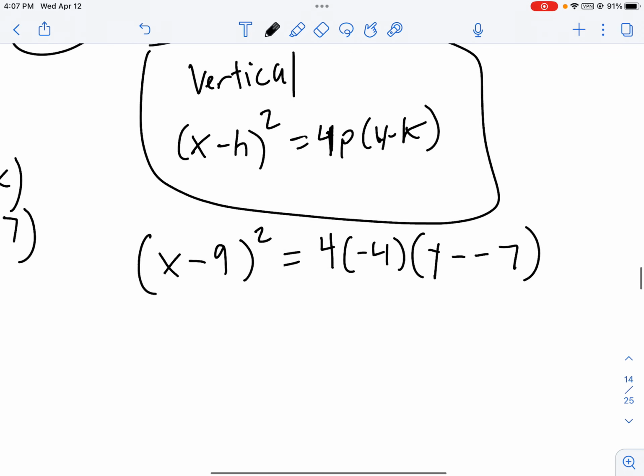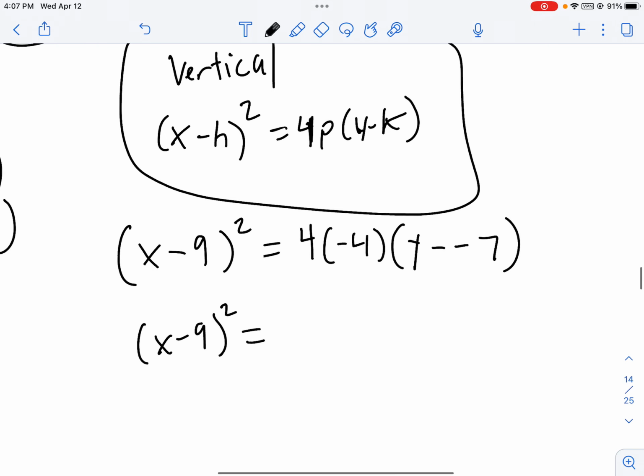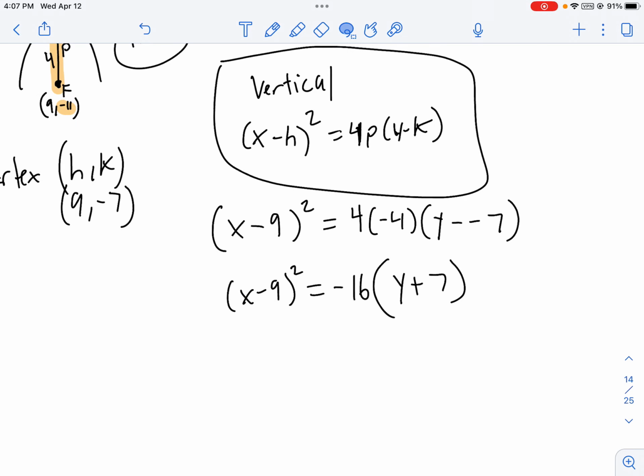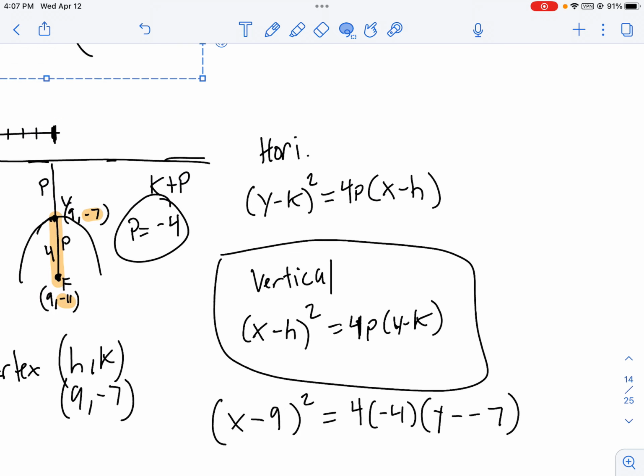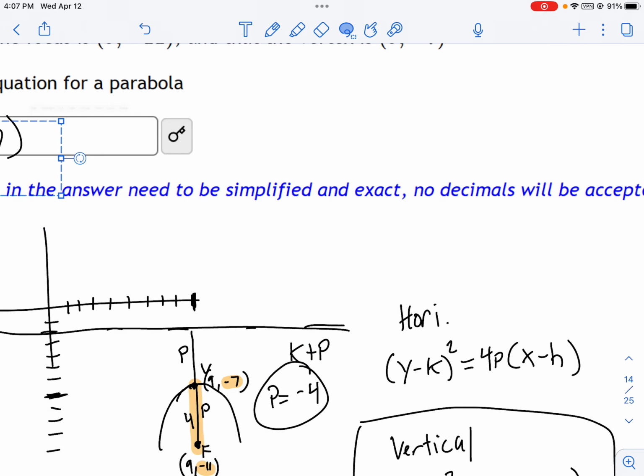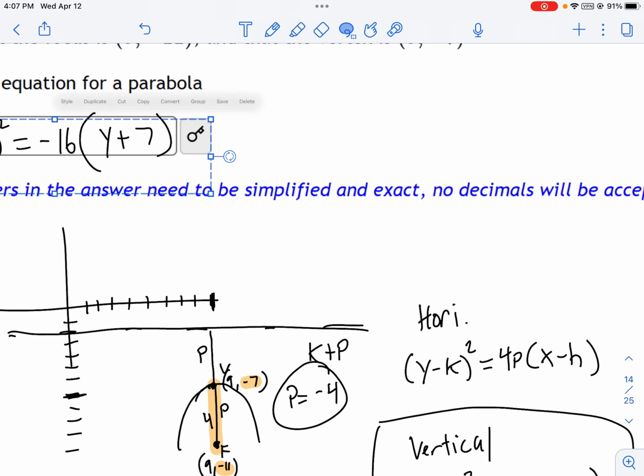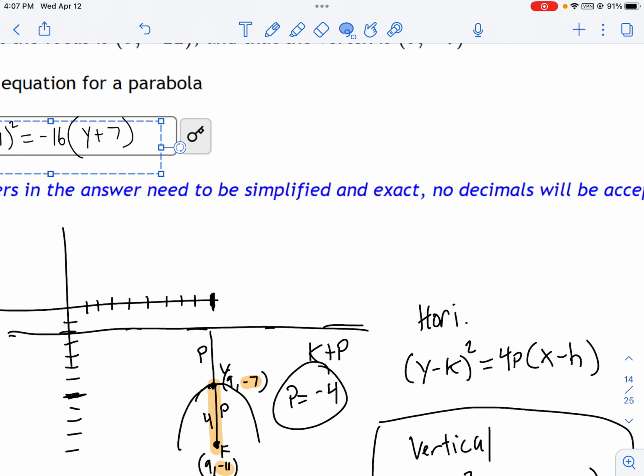And then all we got to do is simplify this up, right? Tighten it up a little bit. (x - 9)^2 can't be simplified any further. 4 times negative 4, that's negative 16. And then we have y minus a negative, which is just the same thing as y plus 7. And there you go. That is your final equation: (x - 9)^2 = -16(y + 7). Nothing else can happen to this thing, and you are officially done with that one. Alright, so put in your answer box and you are good to go.